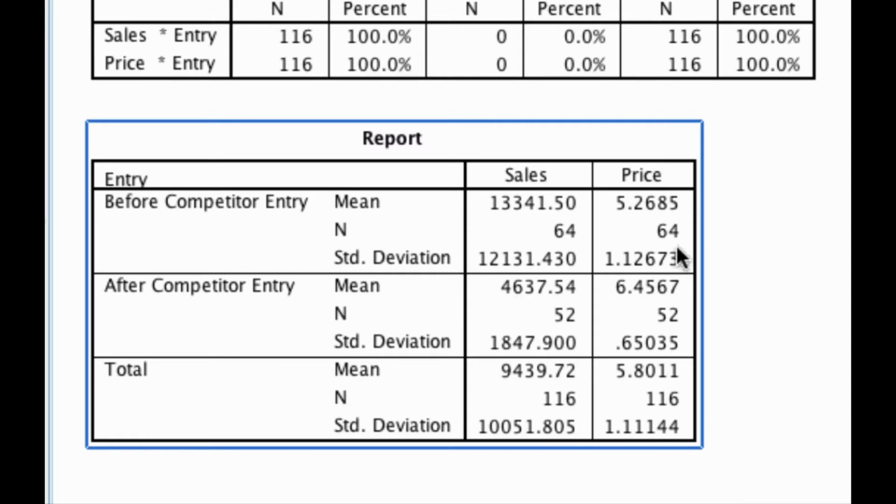And we also see that price went from about $5.26 to $6.45. So price actually went up after competitor entry, which is a little bit unusual. But it seems like there are at least these differences that we need to investigate.